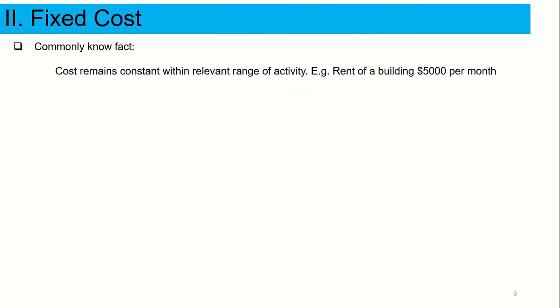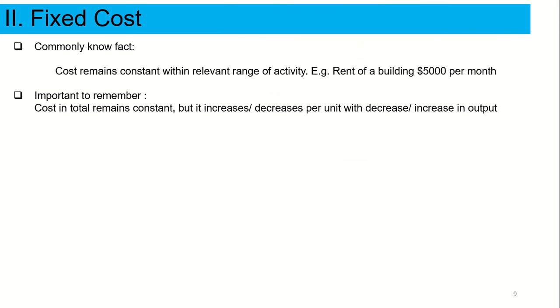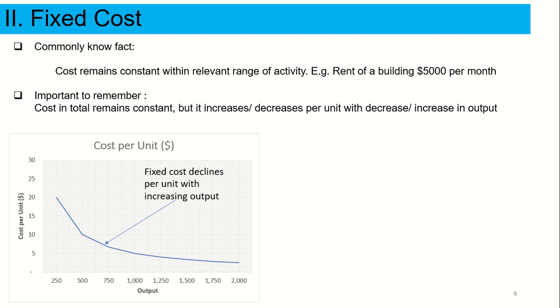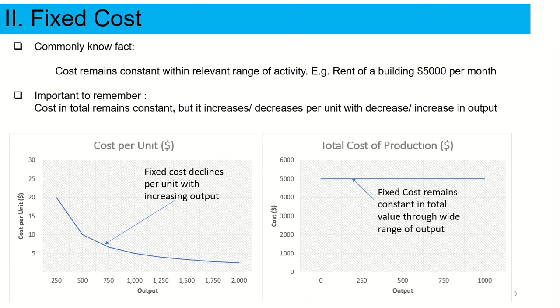Now, what is fixed cost? As we all know, it remains fixed over a period of time. For example, rent of a building is a fixed cost. Cost in total remains constant, but it changes on a per unit basis. As you can see in the graph, the fixed cost remains constant at $5,000, no matter what the output range is, but the cost per unit, as you keep increasing your output, keeps on reducing from 20 to 5 and further down.